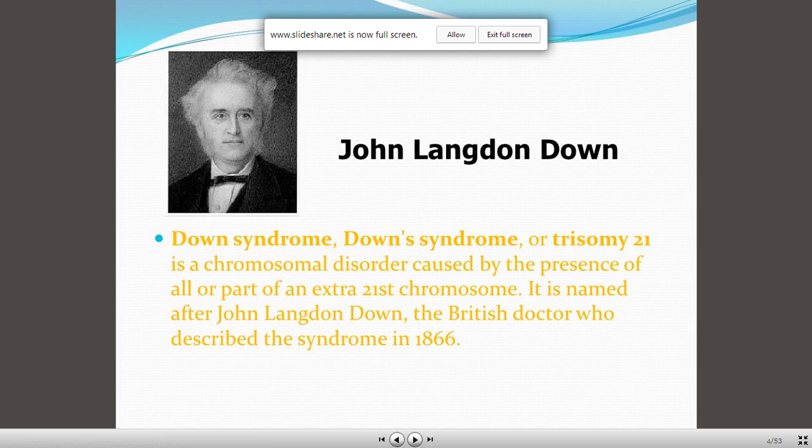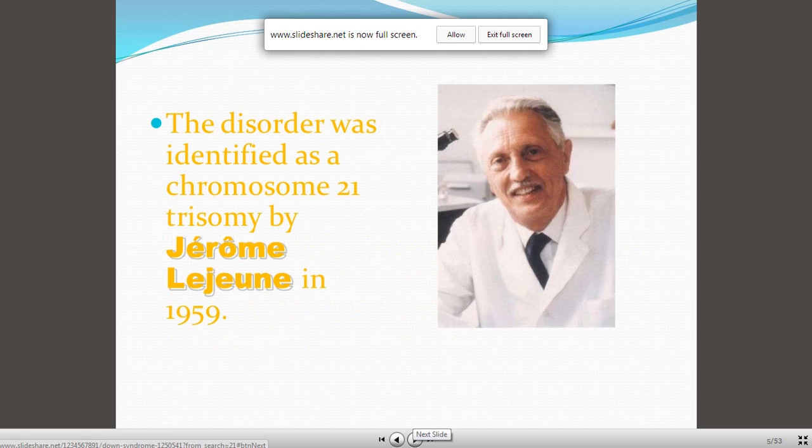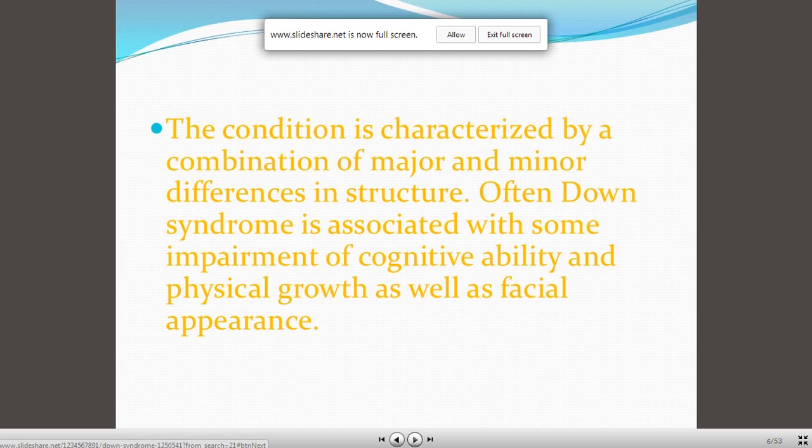Down syndrome, or trisomy 21, is a chromosomal disorder caused by the presence of all or part of an extra 21st chromosome. It is named after John Langdon Down, the British doctor who described the syndrome in 1866. The disorder was identified as a chromosome 21 trisomy by Jerome Lejeune in 1959. The condition is characterized by a combination of major and minor differences in structure.